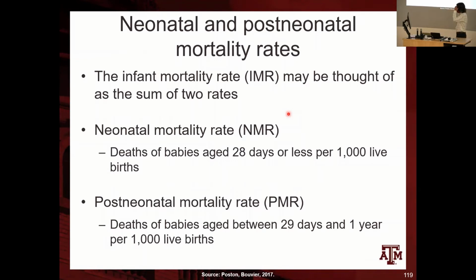And now what Aaron was asking, neonatal and post-neonatal mortality rates. The infant mortality rate may be thought as the sum of 2 mortality rates, the neonatal mortality rate and the post-neonatal. The neonatal mortality rate are deaths of babies aged 28 days or less. So babies that die in the first month of age, the first 4 weeks, right? And post-neonatal mortality rate, deaths of babies aged between 29 days and 1 year. And both of them we also multiply by 1,000, otherwise these rates would have a lot of decimal cases, difficult to interpret.